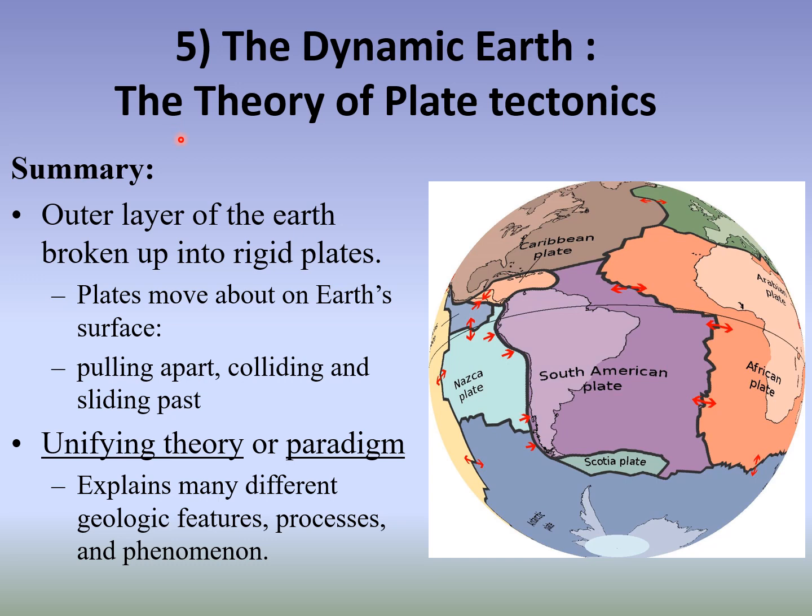The theory of plate tectonics, which again has only been around since about the 60s, can be summarized as: the outer layer of the Earth is broken up into rigid plates, okay? Here they are. This is the crust and the lithosphere. And these plates move around on the Earth's surface, and they pull apart. They move away from each other, like we see here between South America and Africa. This is in the middle of the Atlantic, and there are plates pulling apart there. That's a certain kind of plate boundary that we're going to talk about next week.